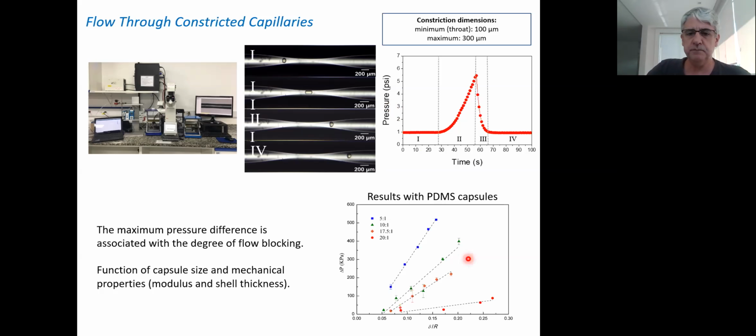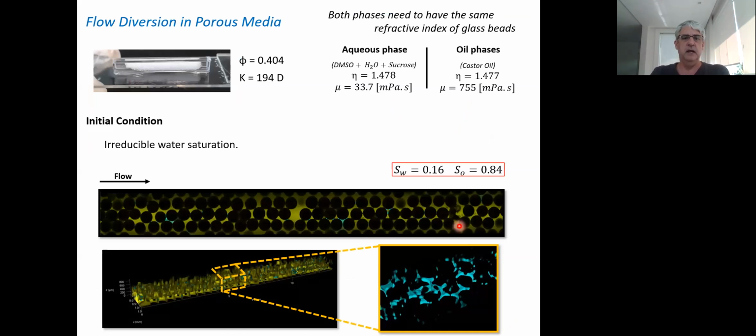So here's an example with PDMS capsules. I'm just showing here that by controlling the shell thickness, represented by delta, and the degree of cross-linking, we can make very soft capsules that don't need a very high pressure difference to flow through constrictions, or we can make very rigid capsules that need a very high pressure difference in order to flow. So we have this ability to tune the mechanical property to get the degree of blockage that we want. And then we test these capsules in flow in porous media.